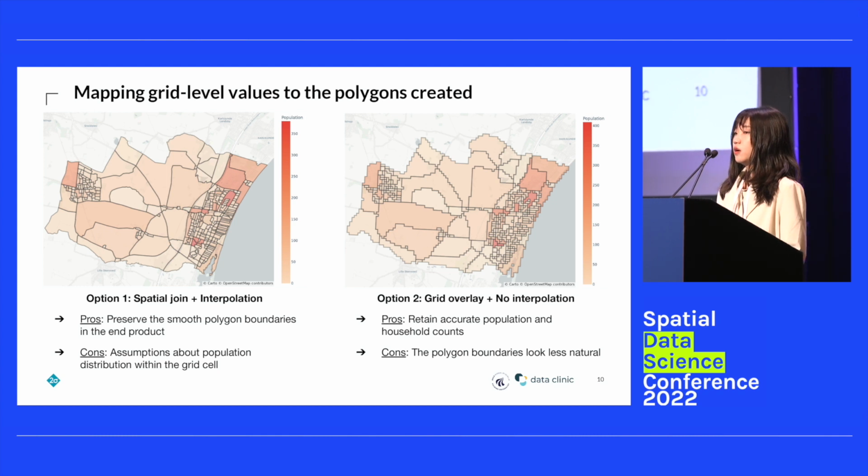A little recap of our ultimate goal: we want to present all the data and analysis results on spatial units for the policymakers to have actionable insights. Therefore, the accuracy of the data is the most important thing that we care about. So we decided to go with option 2.